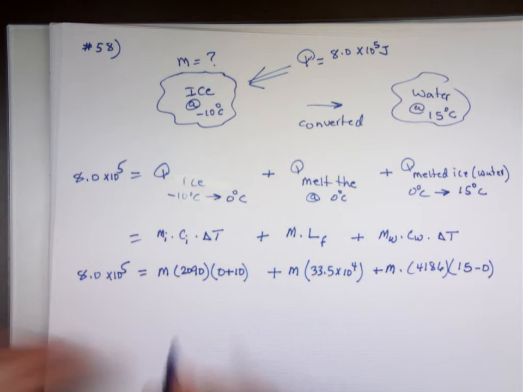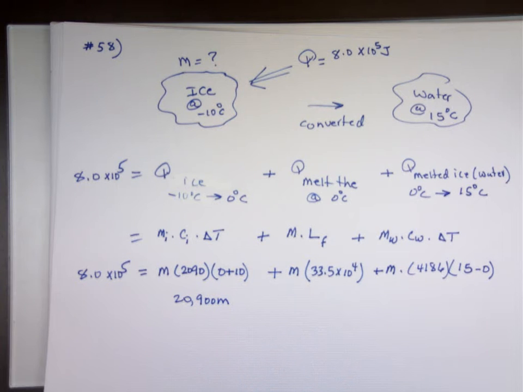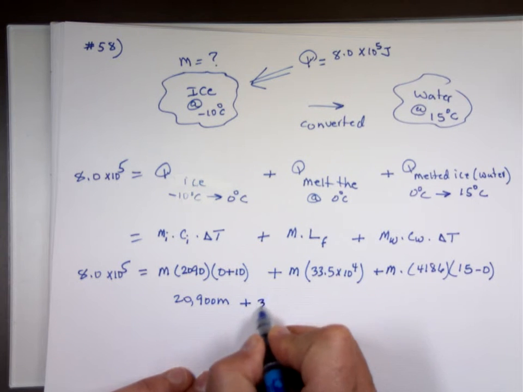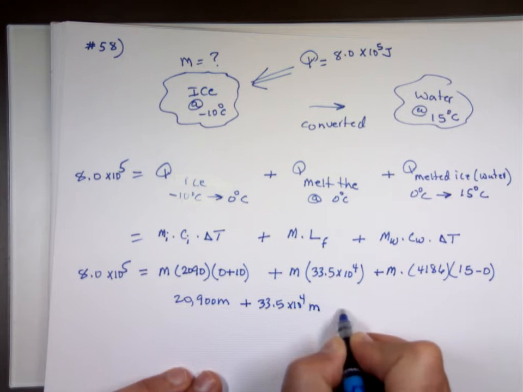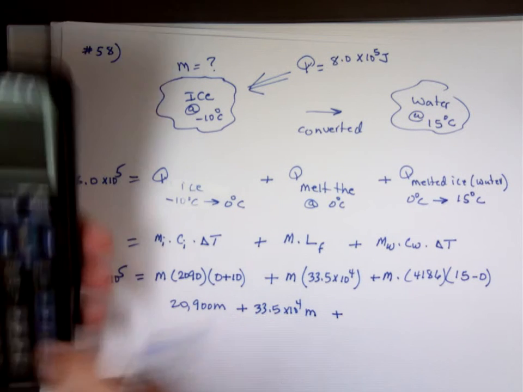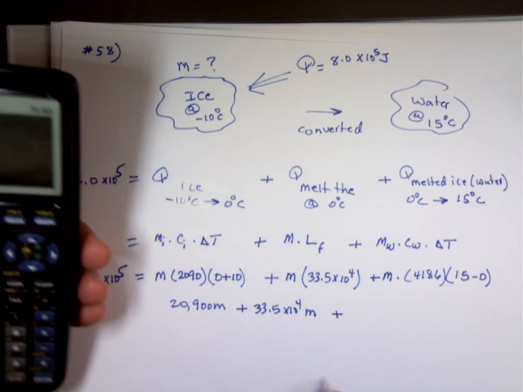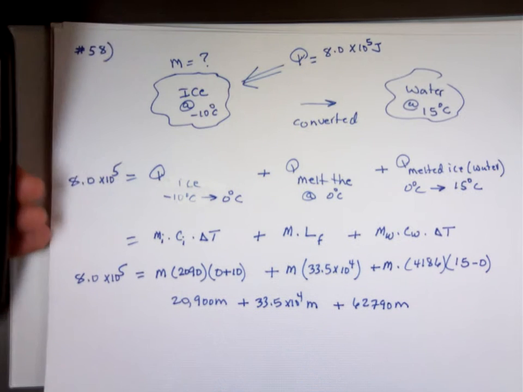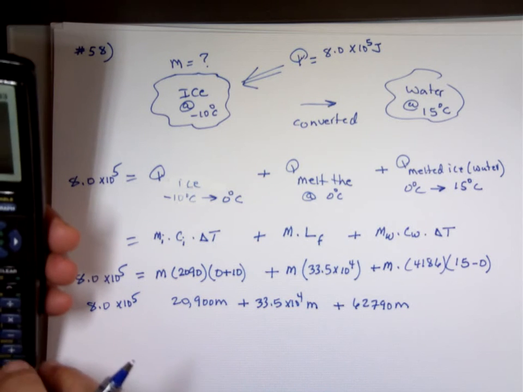So let's do the math. 20,900M plus 33.5 times 10 to the 4th M plus 4186 times 15, 62,790M. All of that equals 8.0 times 10 to the 5th. Let's add them.